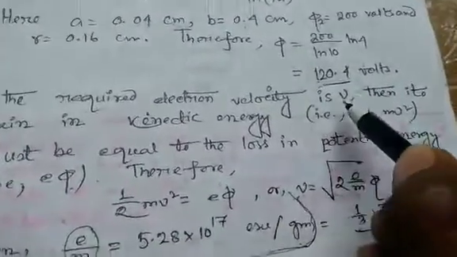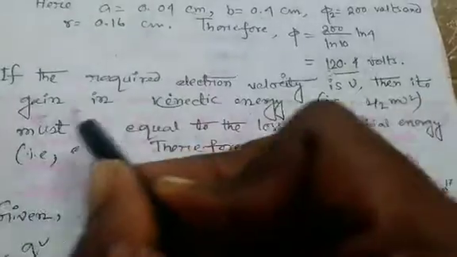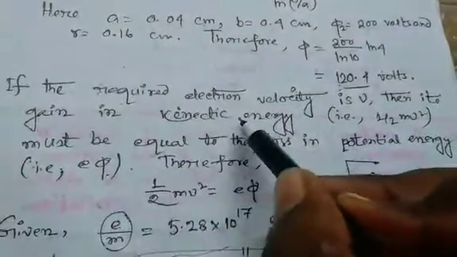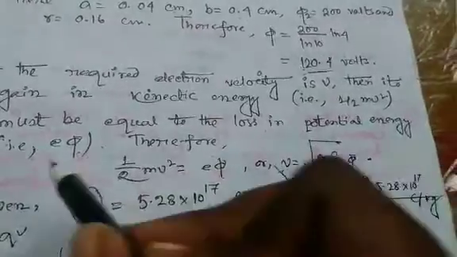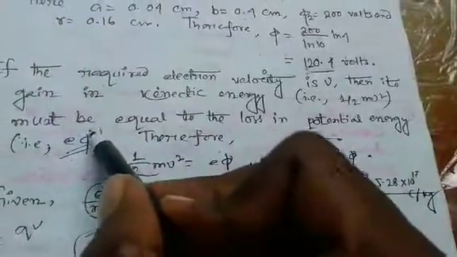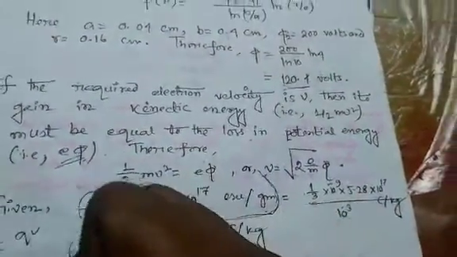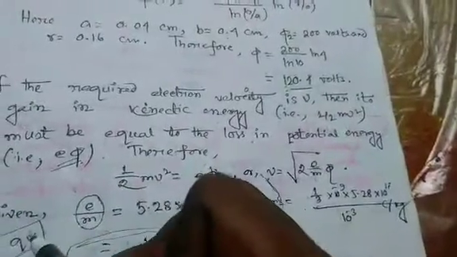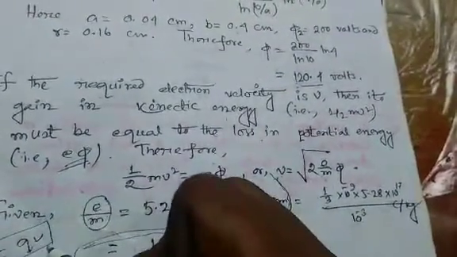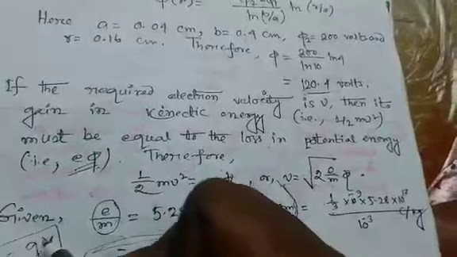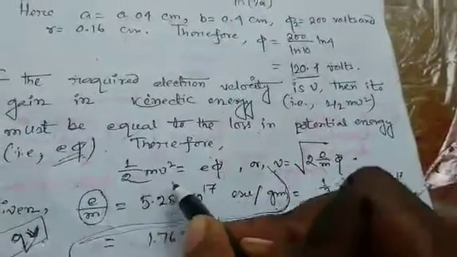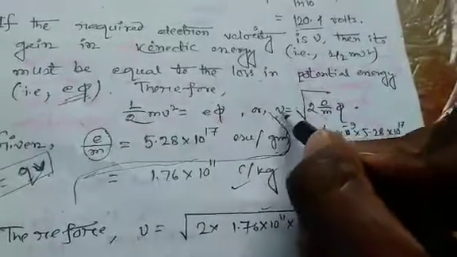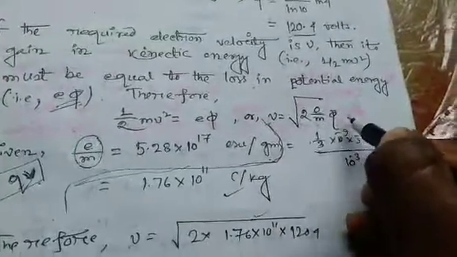So if the required electron velocity is v, then gain in kinetic energy, that is half mv square, must be equal to the loss in potential energy, e phi. Potential energy W equals to QV, the charge into voltage. We know this. So therefore half mv square is equal to e phi. After simplification, v equals to root over 2 e by m phi.